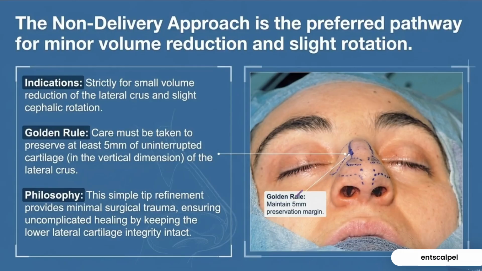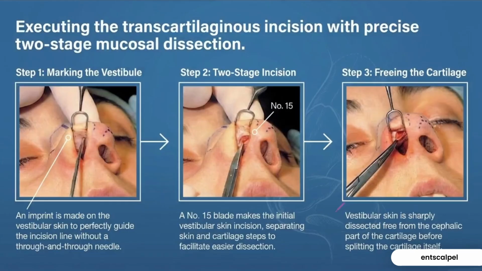And to actually get that targeted piece of cartilage out, the text outlines a really meticulous two-stage process. Yes, you can't just hack away at it. Exactly. Instead of taking a scalpel and slicing through the inside skin and the cartilage all at once in one big chop, this approach advises using a number 15 blade. That's a very small, precisely curved blade, perfect for tight spaces. Very standard in plastic surgery. Right. So they use it to first incise just the vestibular skin. Then you use sharp, curved scissors to carefully dissect that skin away from the cartilage underneath. And only after separating those layers do you split and remove the targeted piece of cartilage.